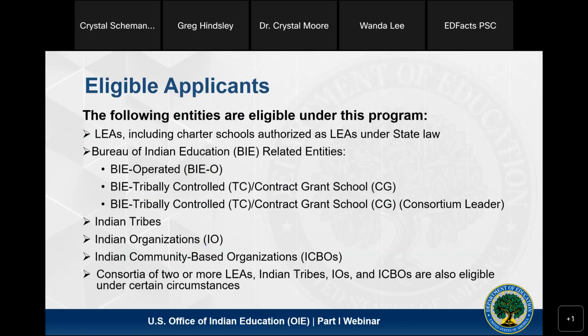The following entities are eligible applicants under this program: LEAs, including charter schools authorized as LEAs under state laws. Bureau of Indian Education related entities. They include BIE operated, BIE tribally controlled, and BIE tribally controlled consortium leader. Indian tribes, Indian organizations, Indian community-based organizations, and consortia of 2 or more LEAs, Indian tribes, IOs, and ICBOs are also eligible under certain circumstances. Next slide, please.